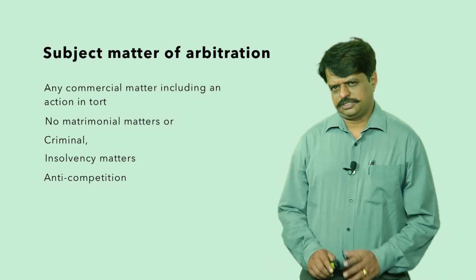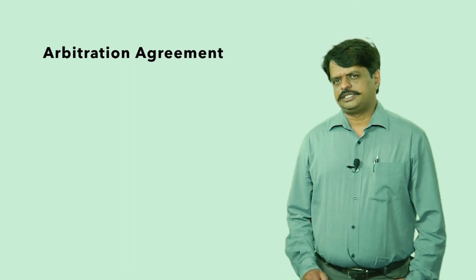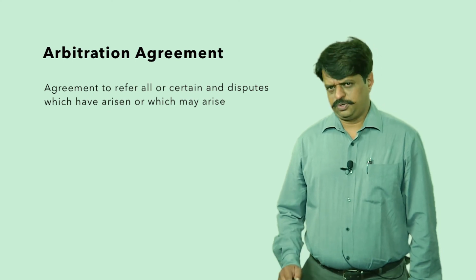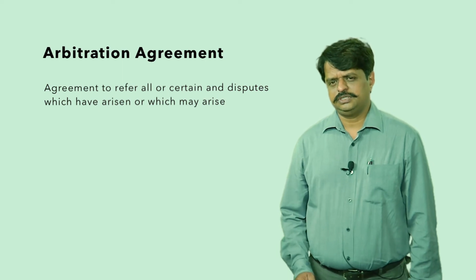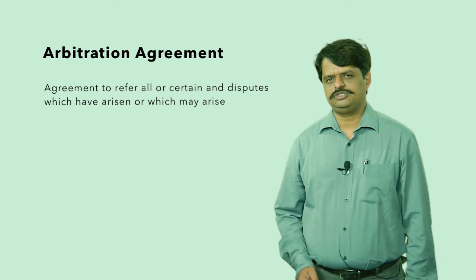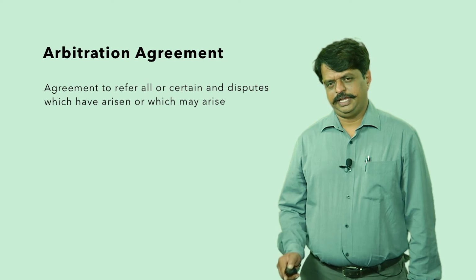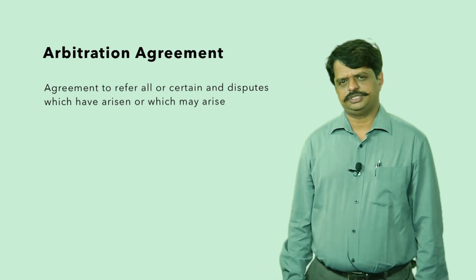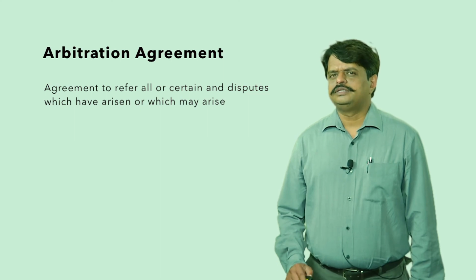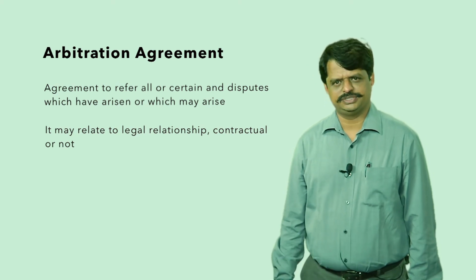So, how the arbitration begins? The first step of arbitration is arbitration agreement. So, arbitration agreement, while drafting, parties can refer all or certain disputes to arbitration. They can also refer the dispute which is existing or dispute which may arise in future. That is why they use the term which have arisen or which may arise. So, all, certain, existing, future, everything could be referred to arbitration. So, this is the complete discretion of the parties. The dispute should be related to legal relationship, whether contractual or not. It is the same language what you heard under conciliation.